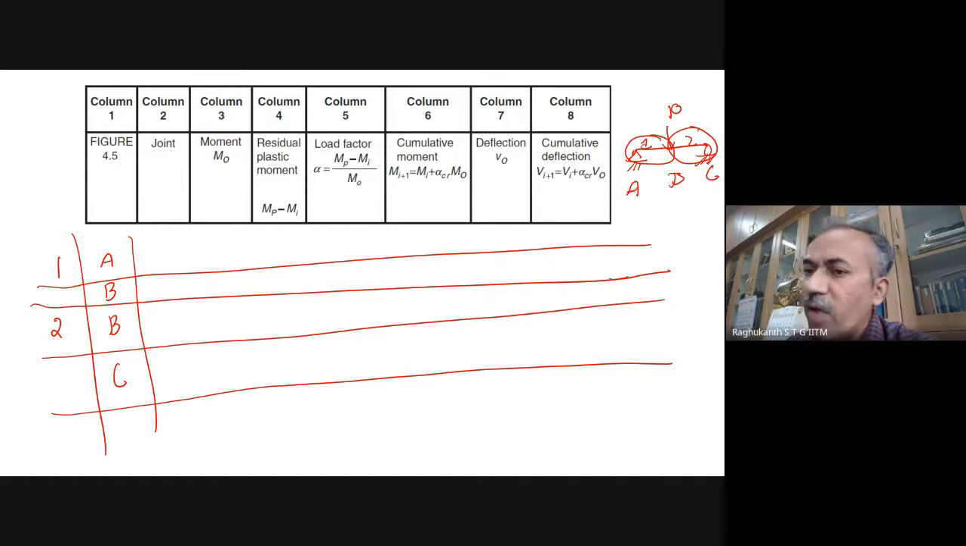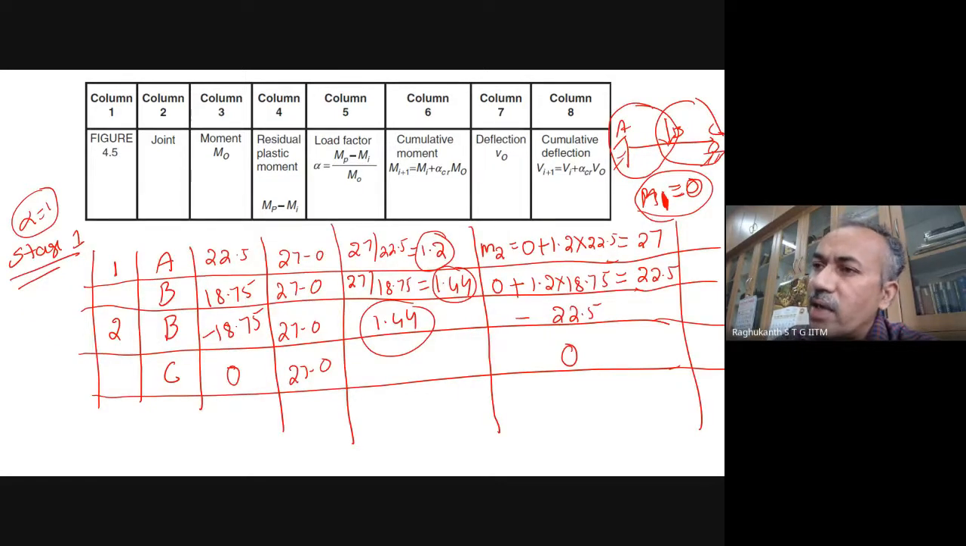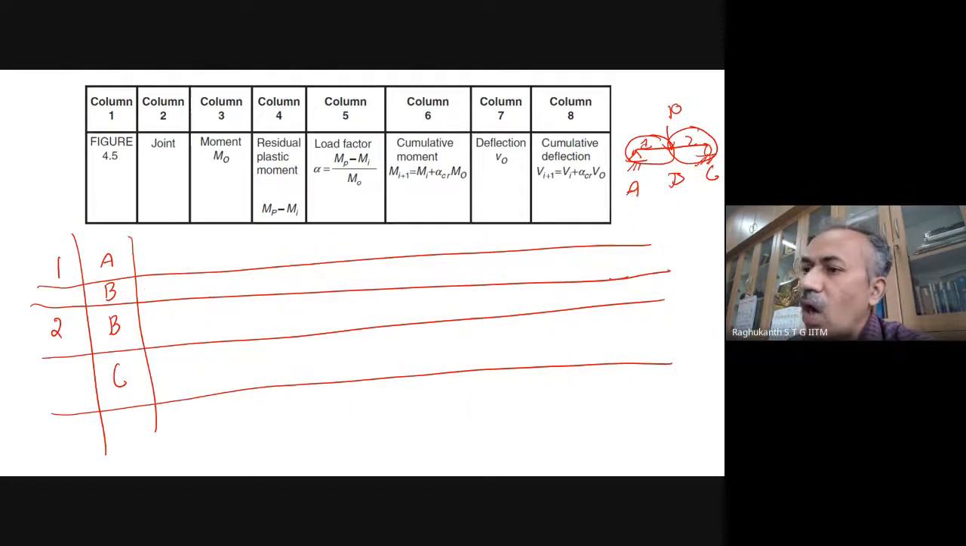Now in the first stage of analysis, A has been plastified. So now, bending moment at A is 0. Now that is M naught basically. Okay, so now for B, it is of course minus 30 and then 0. Okay, so these are this one. Now the residual plastic moment, so this is MP minus MI. Okay, so that is your 27 minus MI. MI is in the previous graph.